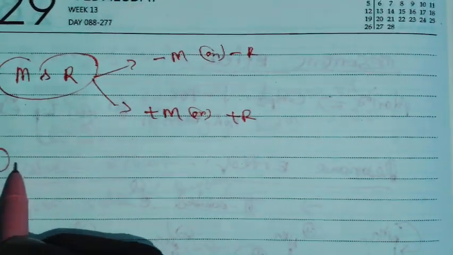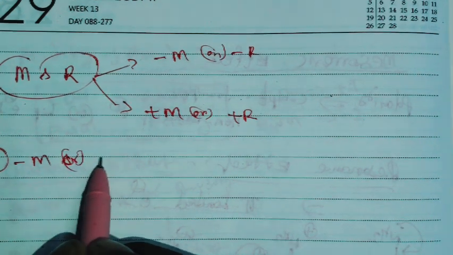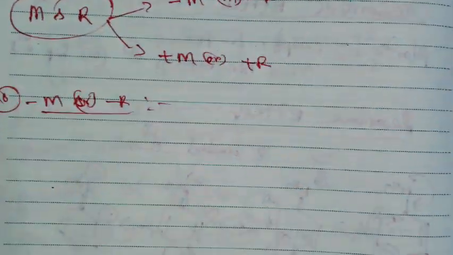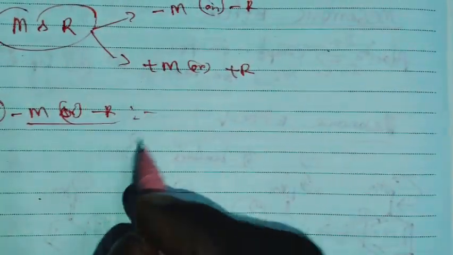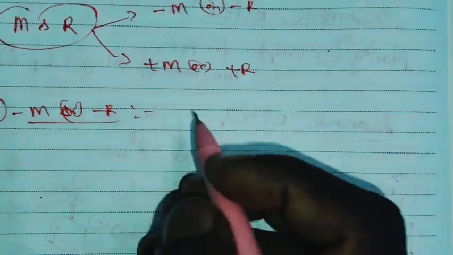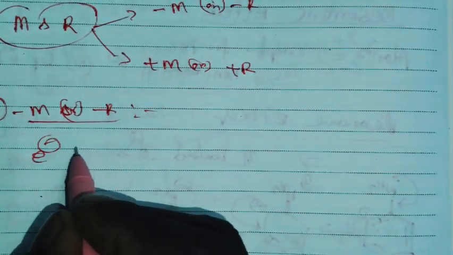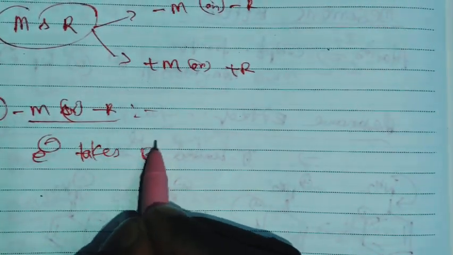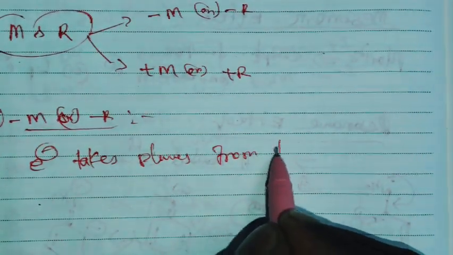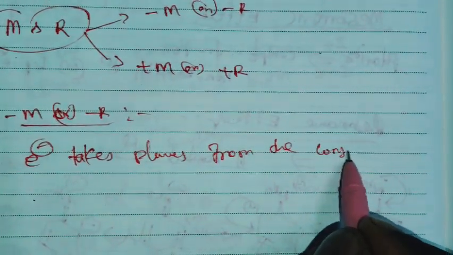First of all, the minus M effect or minus R effect. We will see it now. This is nothing but the transfer of electrons of a pi bond from the conjugated system. The electrons are taken from the conjugated system.